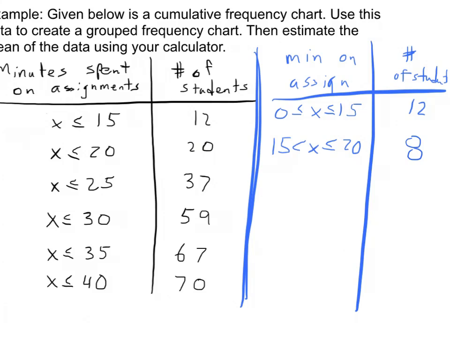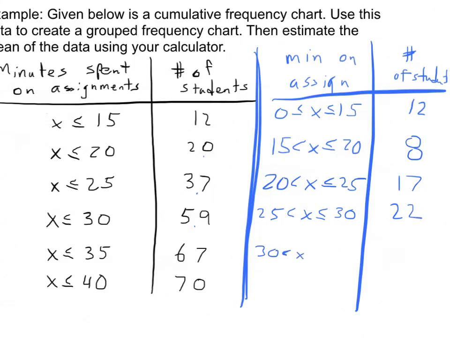I just want to make sure everybody's comfortable with it. So 20 is less than x less than or equal to 25. If there were 20 here and 37 here, that means there's 17 people in this category. 25 less than x less than or equal to 30. Let's see, if there were 37 here and 59 here, that means there's 22 in that category. Then you got 30 less than x less than or equal to 35. From 59 to 67 is 8 more people. And then 35 less than x less than or equal to 40. You've only got 3 more people there. So this is your grouped frequency.